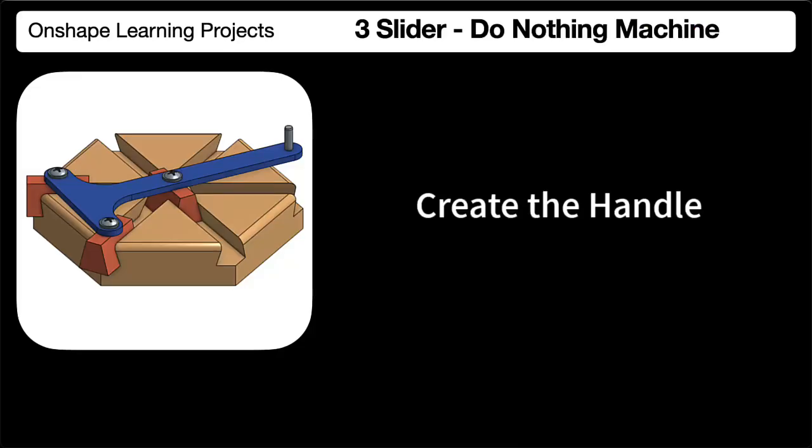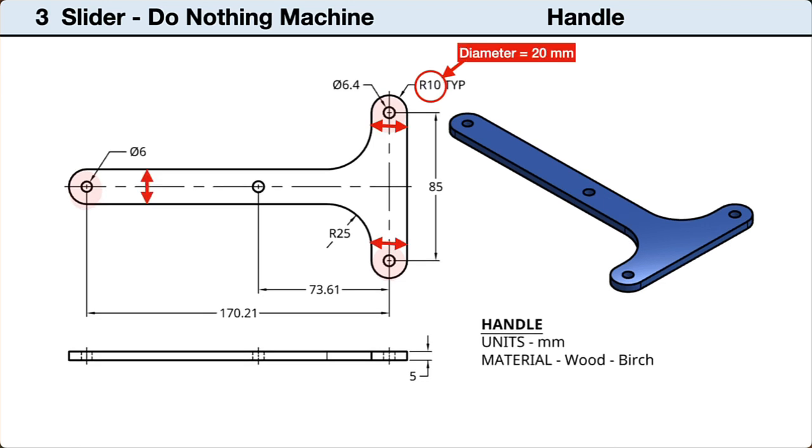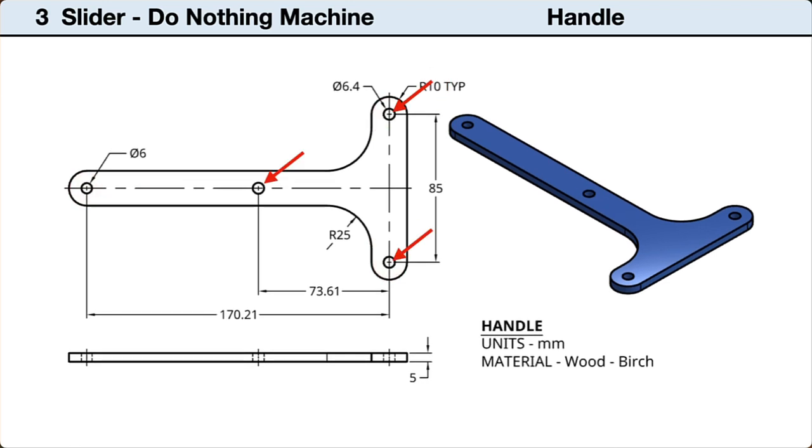Next, we will create the handle that attaches to the sliders. First, the top orthographic view shows that the handle has two arms that intersect, forming a T. The ends are rounded with a radius of 10 millimeters. This makes the width of the arms 20 millimeters. The handle has 3 holes used to attach the handle to the sliders. At the end is a hole to fit the handle pin.